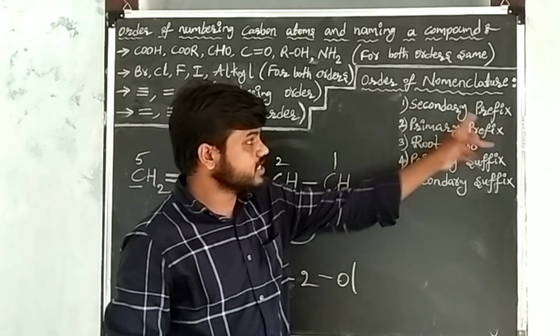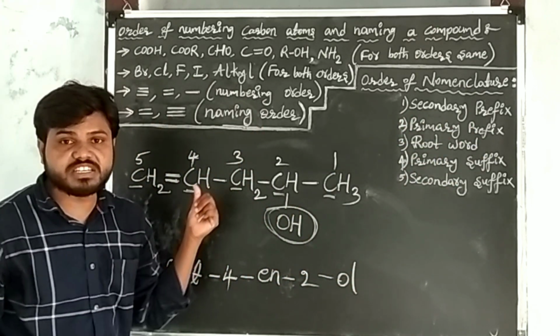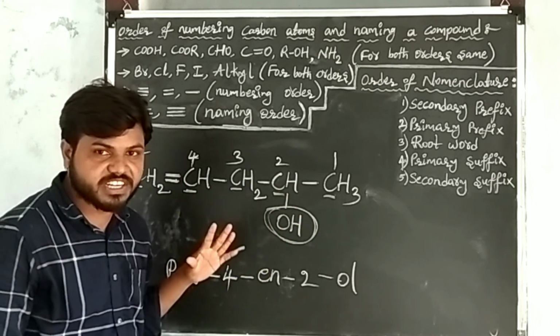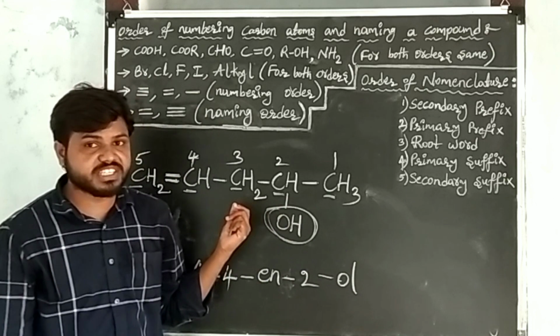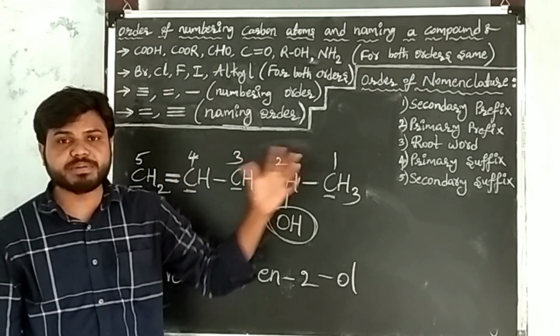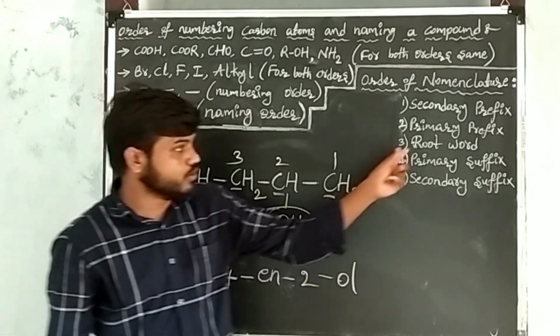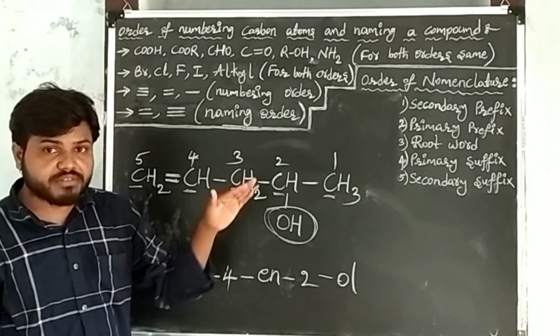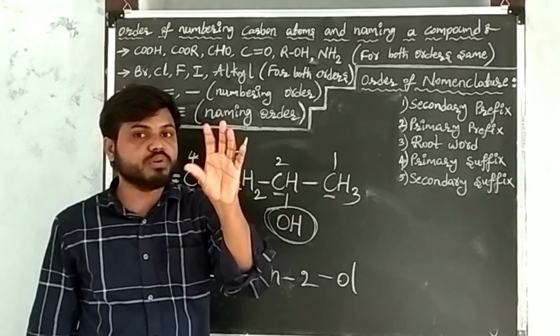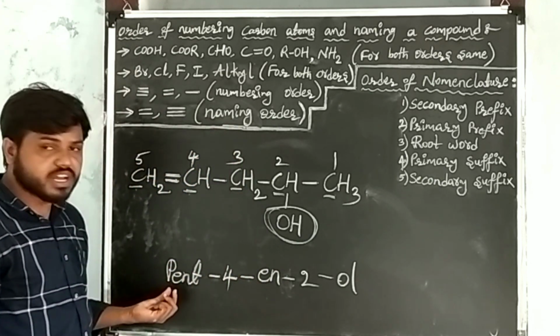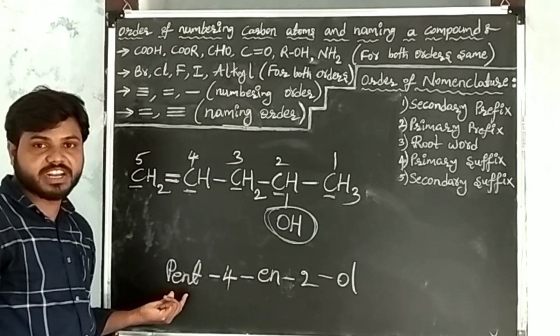Now write the secondary prefix. Secondary prefixes are substituents. No substituents are present in the given carbon compound. Then go to the primary prefix, which is cyclic. Cyclic is also not present in the given carbon compound. Then go to the root word. Root word means the number of carbon atoms: 1, 2, 3, 4, 5. There are 5 carbon atoms in the given compound. The root word for 5 carbon atoms is pent. I have written the root word.